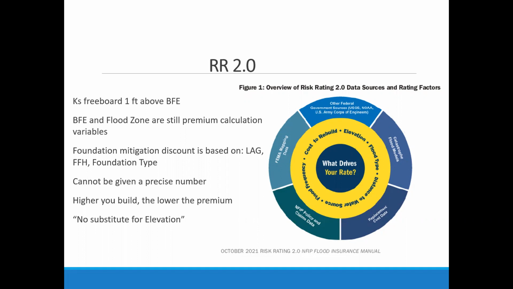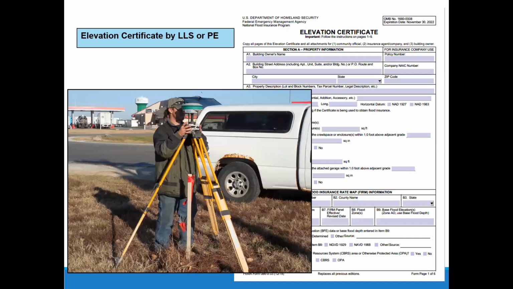As I said, the elevation certificate is now optional. And of course, the higher they elevate, the less their premium will be. And so we want to encourage that as much as possible. It has to be done by a licensed surveyor or an engineer. Architects are not allowed to do them in Kansas.